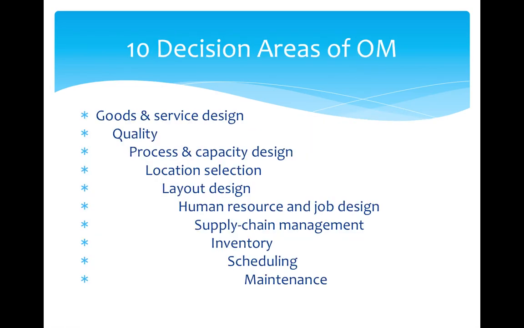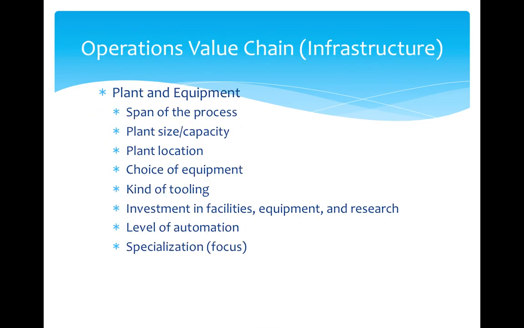All right? And here are 10 decision areas of OM, which is where we actually go to make decisions, and we manipulate these various levers to give us the capabilities that we need to meet the market requirements. We've already talked about that. And all of these elements are part of the value chain. So the next few slides just simply expand a bit on each of the areas.